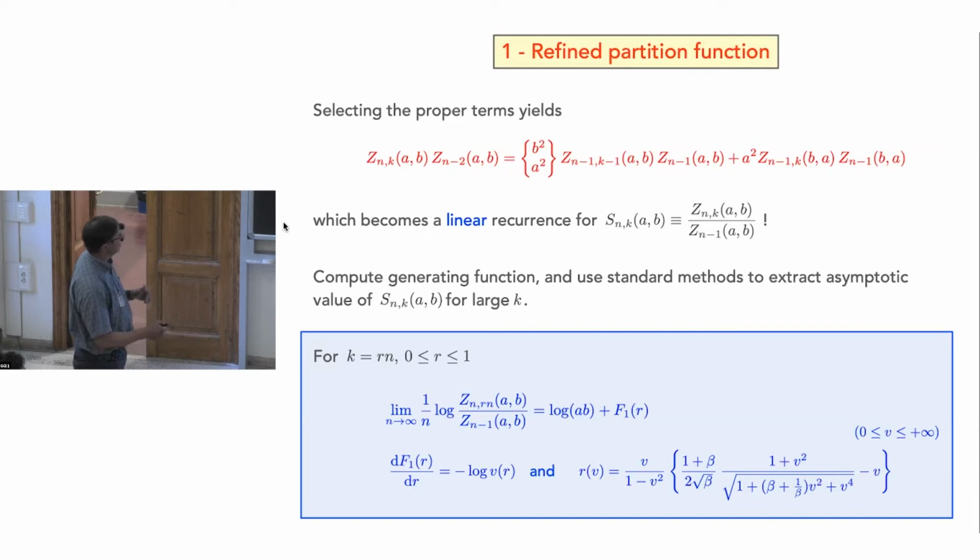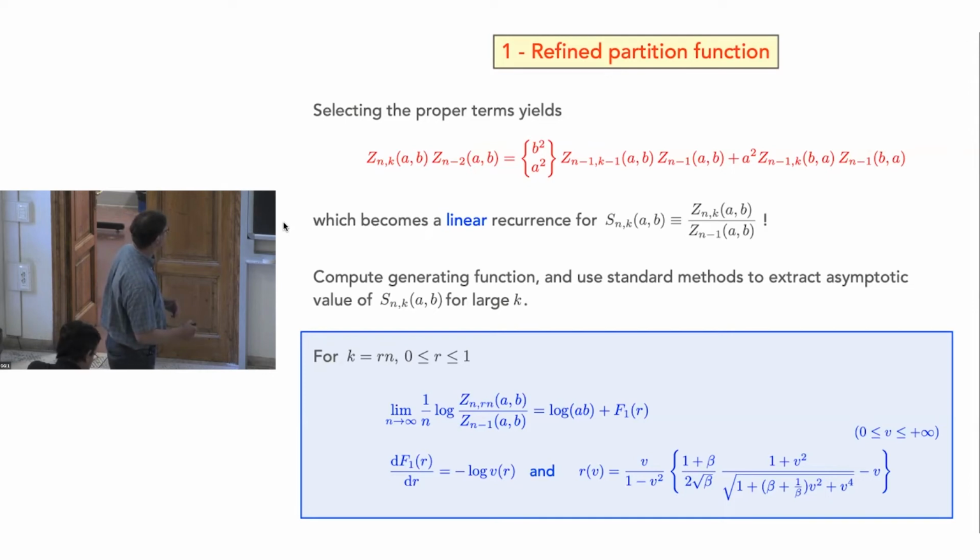These ratios are the coefficients of the generating function, and by using standard methods, you can extract the asymptotic, and it's essentially given by this. That's the only one among the few formulas that I will write. So F1 is known in terms of this function V, and the inverse function. So R of V is this explicit expression. I didn't say what R is.